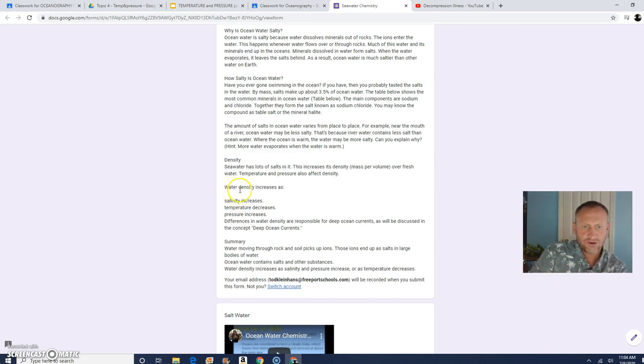The main thing is water density increases as salinity increases. The temperature will decrease and the pressure will increase. Differences in water density are responsible for deep ocean currents, as will be discussed in the concept deep ocean currents, which will be next week. So your summary is: water moving through rocks and soils picks up the ions, causing these ions to end up in large bodies of water. Ocean water contains salts and other substances, and this is very important here. Water density increases as salinity and pressure increase, or as temperature decreases.